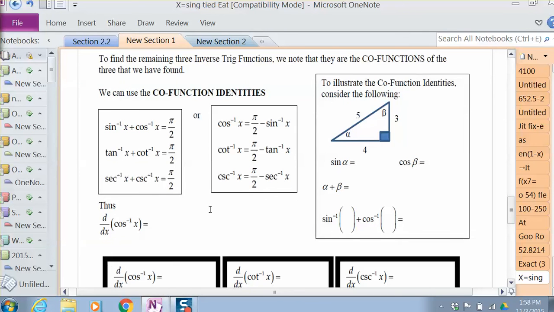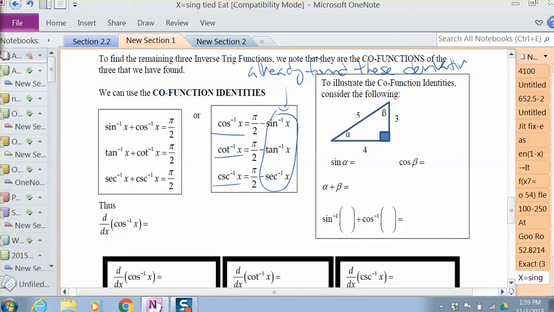Now, you might remember these identities, the cofunction identities. Inverse sine plus inverse cosine equals pi over 2. Inverse tan plus inverse cotangent equals pi over 2. Inverse secant plus inverse cosecant equals pi over 2. And then you can do a little bit of rearranging where you isolate inverse cosine, isolate inverse cotangent, isolate inverse cosecant. And these we already found. We already found these derivatives.